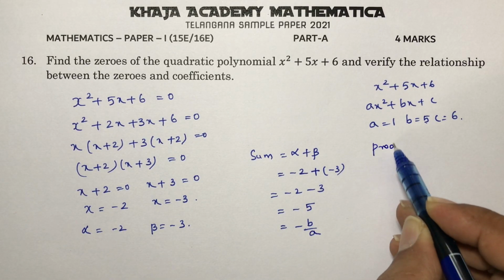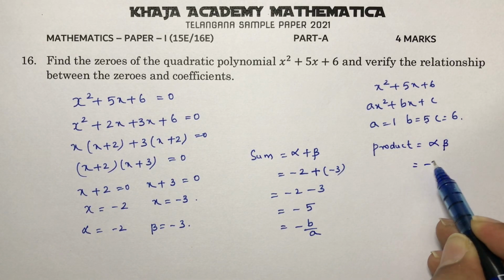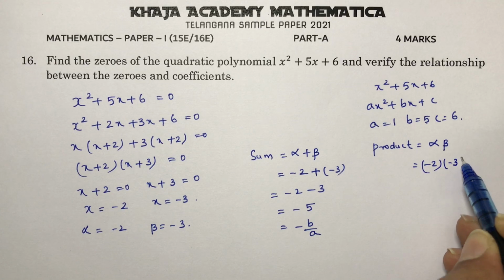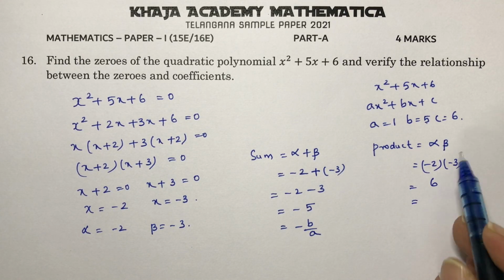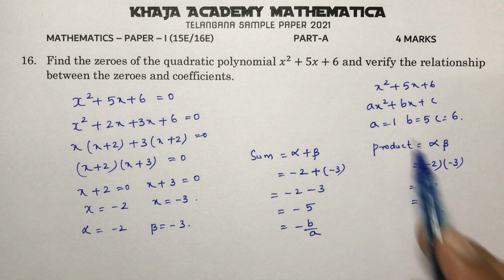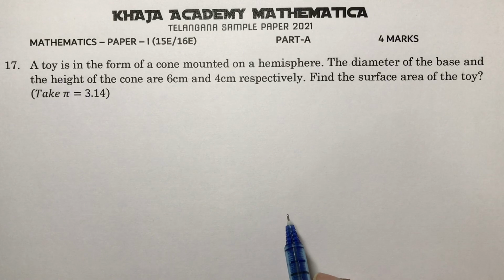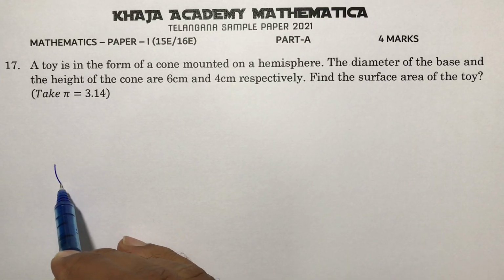In the same way, calculate the product. Alpha into beta, minus 2 into minus 3, that is 6. You can write it as c by a. So alpha into beta is c by a. A toy is in the form of a cone mounted on a hemisphere. So hemisphere.